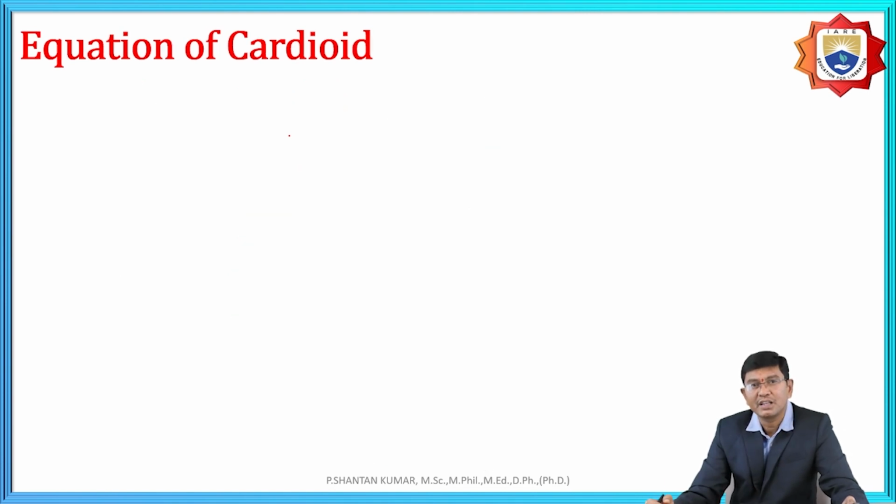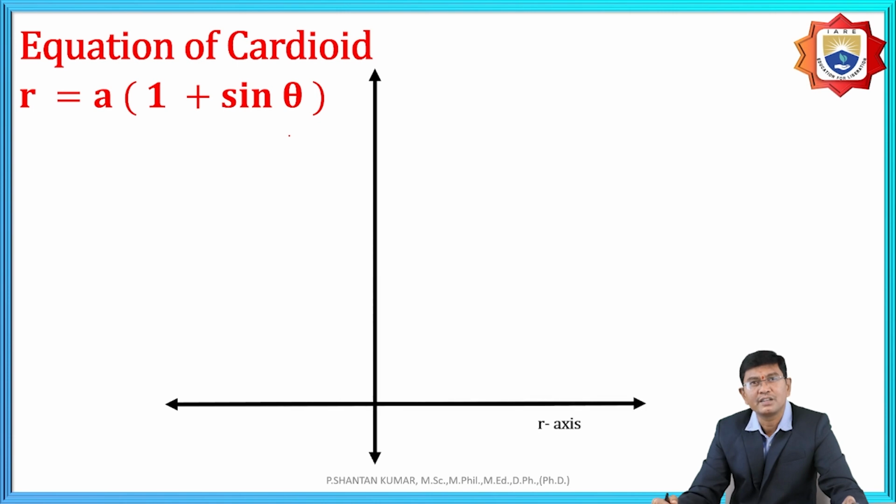And similarly, some other cardioids like r is equal to a into 1 plus sin theta. It is also like, while we are going to draw the diagram, we obtain.